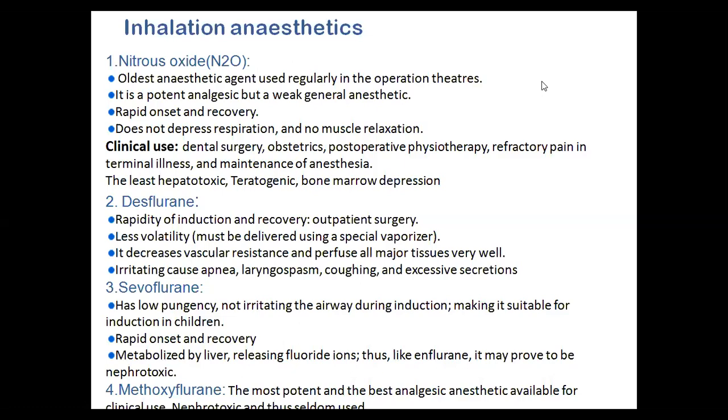Rapid onset, profound analgesia, lack of irritation to mucous membrane, and lack of inflammability are the advantages of nitrous oxide. Because of its weak anesthetic potency, it is only used as a supplementing agent to other agents. There are clinical uses like dental surgery, obstetrics, post-operative physiotherapy, refractory pain in terminal illness, and maintenance of anesthesia. It is the least hepatotoxic, teratogenic, with bone marrow depression.